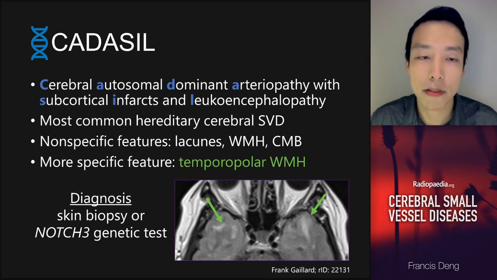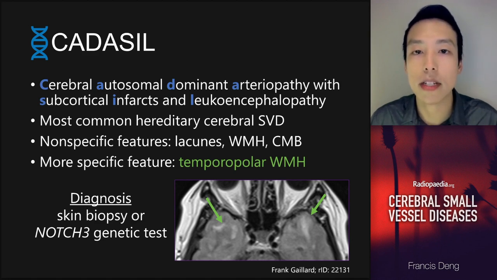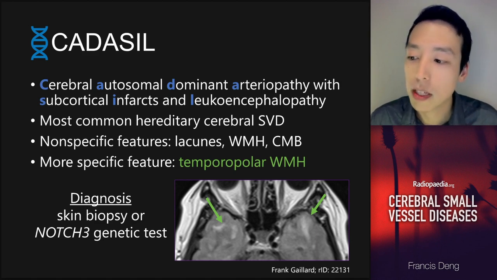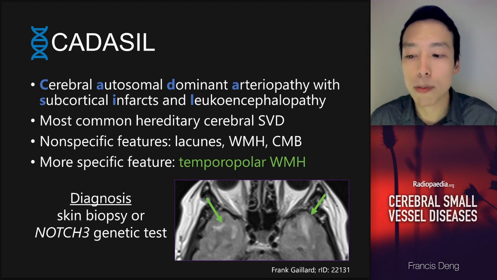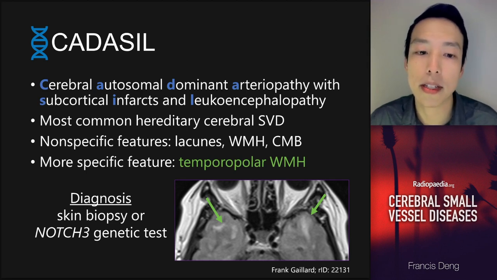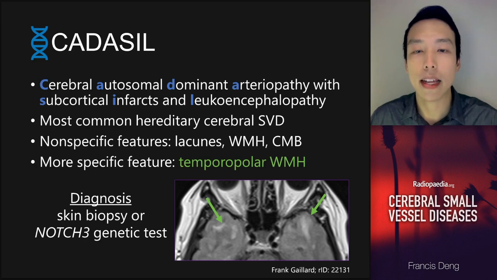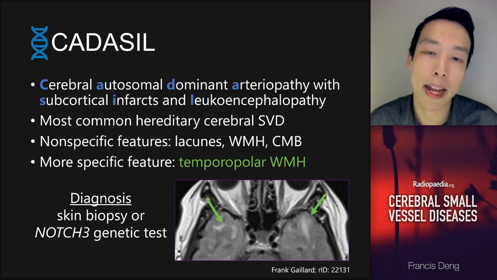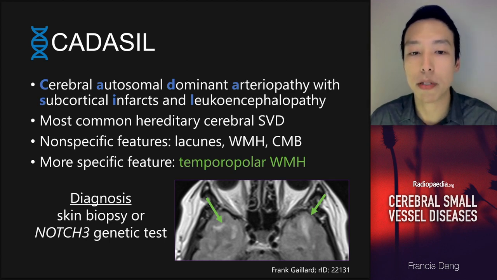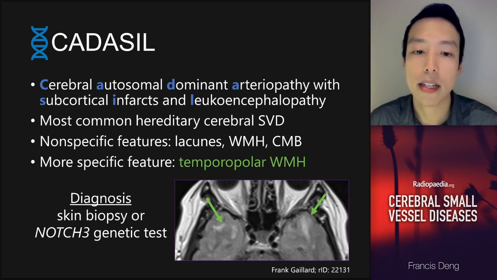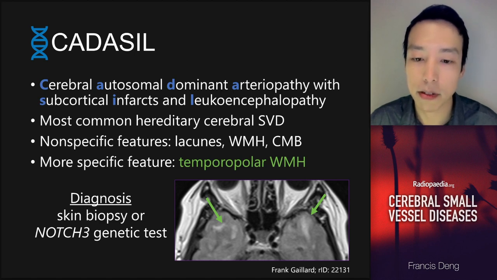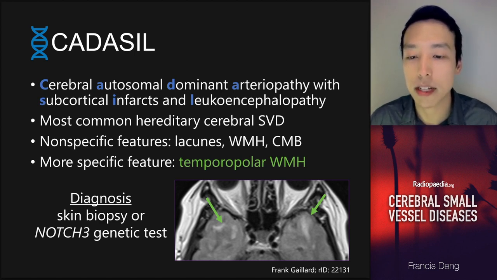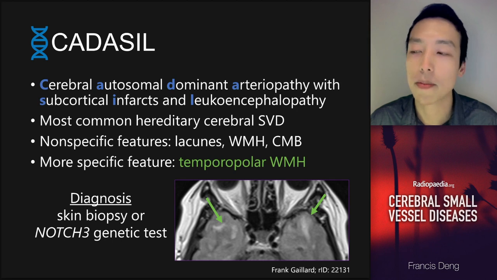CADASIL features nonspecific imaging features that you would see in many other small vessel diseases like lacunes, white matter hyperintensities, and even cerebral microbleeds. One feature that has been described as more specific is white matter hyperintensities in the temporal polar regions, that is, the anterior temporal lobes going all the way to the subcortical U fibers. Now, it's not 100% specific, and because of how rare CADASIL is, I've seen CADASIL be raised in radiology reports, and then it panned out not to be CADASIL. But it is still important nonetheless for us to raise that possibility.